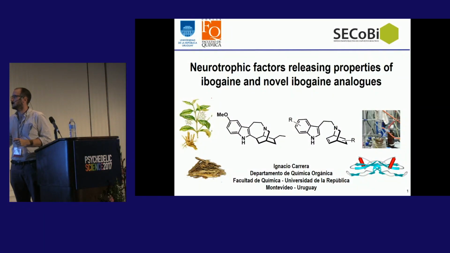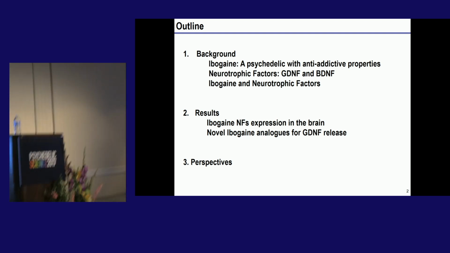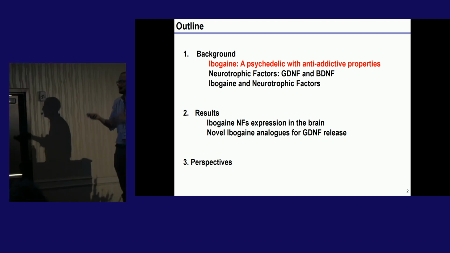The idea is that I'm going to tell you about ibogaine and these things called neurotrophic factors, another complicated word, but I will try to explain what they are and what we're trying to do with ibogaine analogs. So I'm going to give a really brief background about ibogaine because we had this excellent panel just before. And I'm trying to make some background about what neurotrophic factors are and how they are linked to ibogaine, okay? So I'm going to show not as many results. I really want to see if all of you follow the background. That is more important for me.